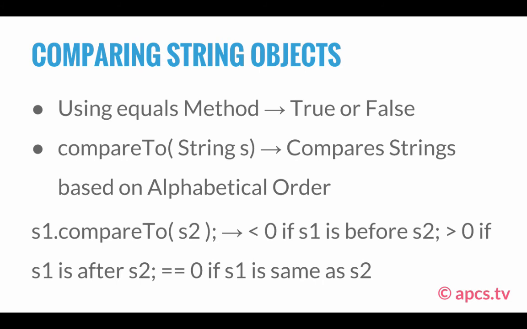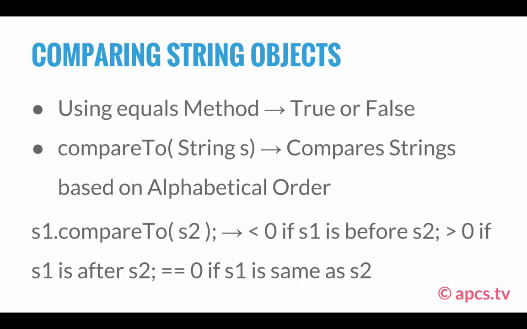Now there is also another method in the string class which is known as the compareTo method, and the compareTo method returns an integer, and it takes a string as a parameter, so it compares strings based on alphabetical order. So that's how it compares strings.